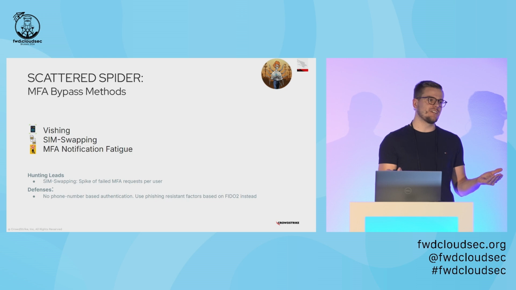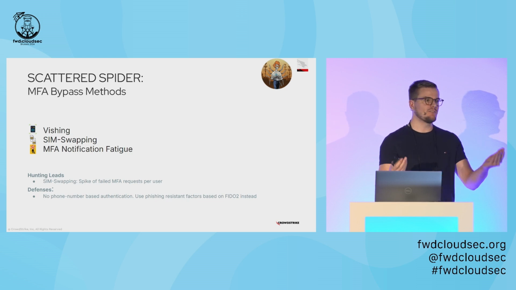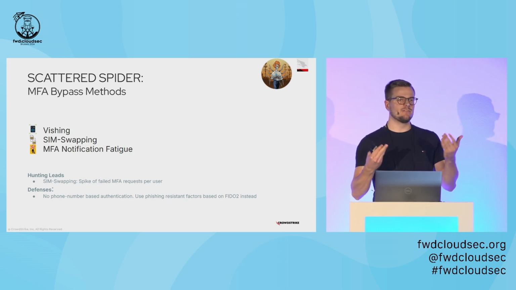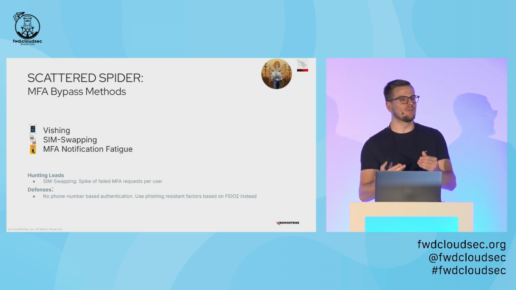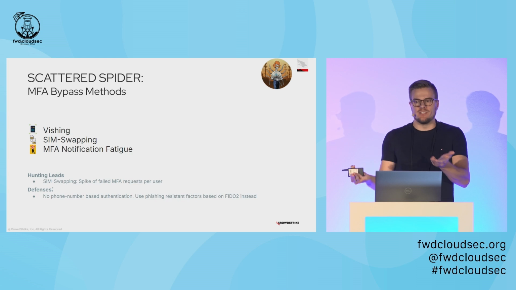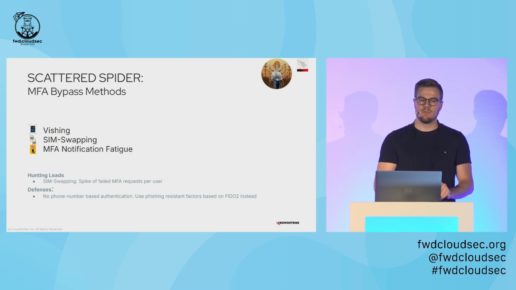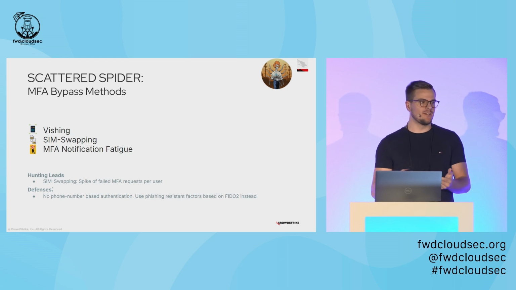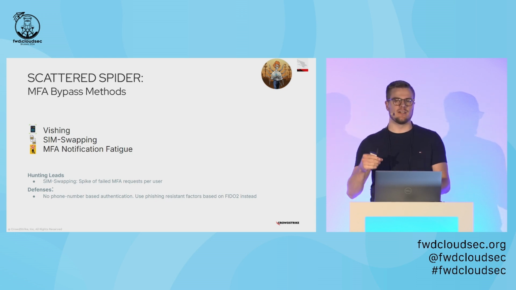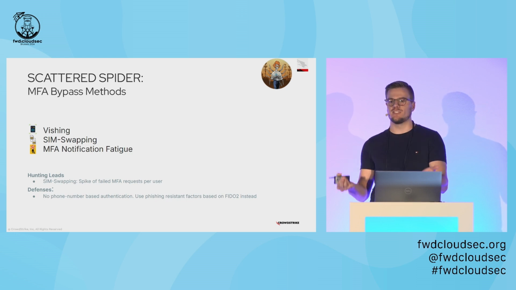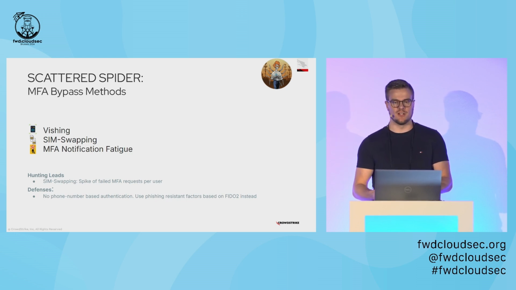Now, if Scattered didn't get lucky with the help desk, they still have to get around MFA. The way they do this is just trying to call the help desk again, for example, hoping for a different operator that will then reset the second authentication factor. But they've also used SIM swapping if the authentication is phone number based, or send so many MFA approval requests until the victim gets fatigued, and then they just press accept to stop the flood.